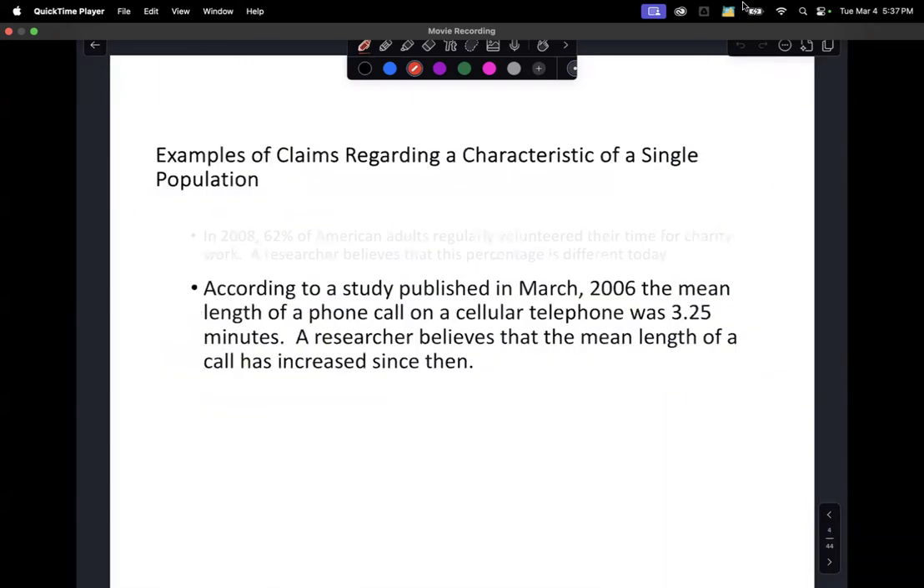There's a second one. According to a study published in March 2006, the mean length of a phone call on a cell phone was 3.25 minutes. A researcher believes that the mean length of a call has increased since then. So this person thinks that people are talking longer on the phone on average than previously. So his claim is that they talk longer than 3.25.